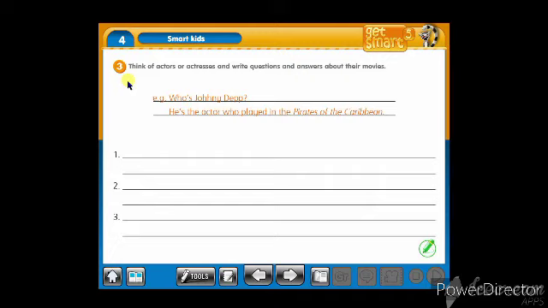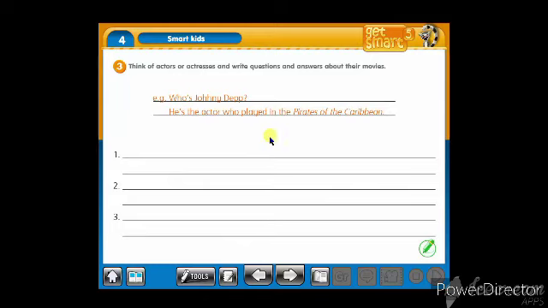Exercise number 3 is about your creativity. You have to think of actors or actresses. If you don't know actresses or actors, you can always talk about soccer players, singers, bands, whatever you want. What's the point here? You have to write questions, who is, and you have to write answers about these people you're talking about. Let's say, who's Johnny Depp? He's the actor who played in Pirates of the Caribbean.